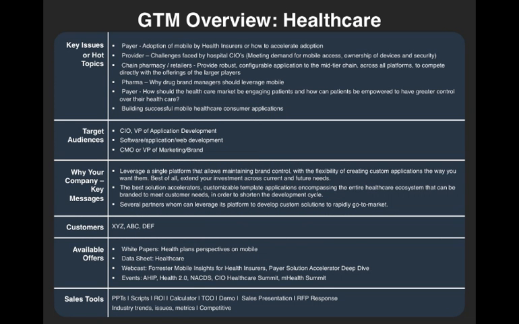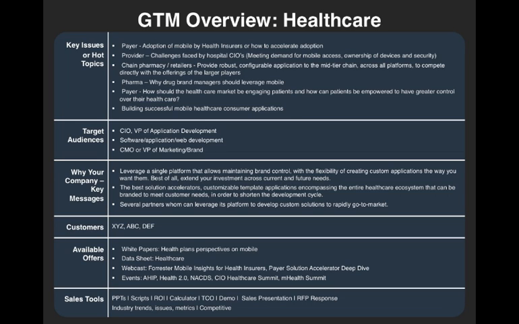Demand creation planning, GTM overview. A great format to communicate an integrated campaign is to summarize it as a go-to market overview. The example here is for healthcare. In the first section, the key issues or hot topics are summarized. These are those that are trending up, or they appear as conference themes, blog posts, and titles for research notes. These are sure to resonate with those familiar and interested in the topic.